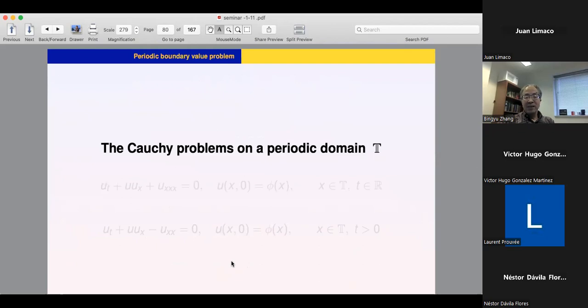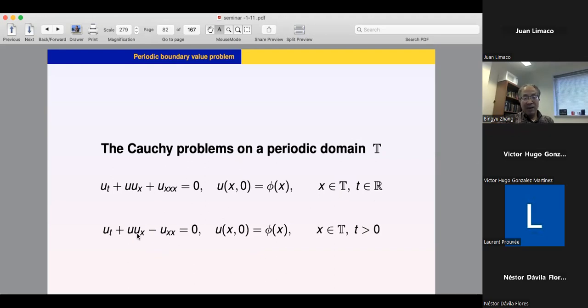Next, we consider the Cauchy problem posed on a periodic domain. The previous discussion is for the Cauchy problem posed on the whole line R. Now, how about on a periodic domain, say like this one: KdV, where T is the torus, as the periodic domain, and also the KdV-Burgers equation. How about the solutions of this Cauchy problem in the periodic domain? Do they have any kind of Kato smoothing property?